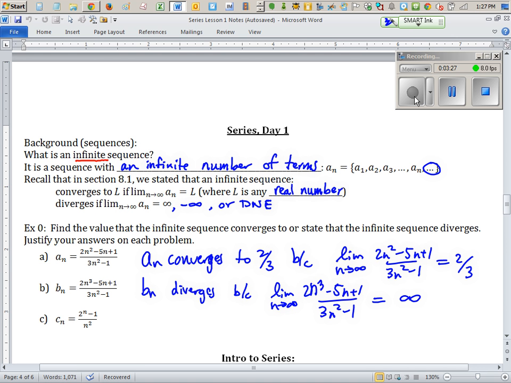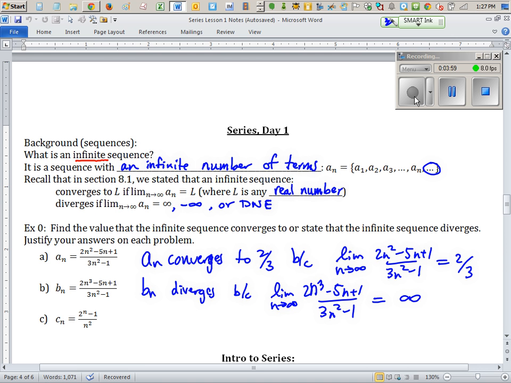How about this next one? 2 to the n minus 1, all over n squared. What did you learn back in section 8.3? Who grows faster, 2 to the n or n squared? 2 to the n. 2 to the n is clearly the larger growth rate, if you did your homework so you realize that. All exponentials have a higher growth rate than all polynomials. Even 2 to the x grows way faster than x to the millionth. Say that again: 2 to the x grows faster than x to the 1 millionth.